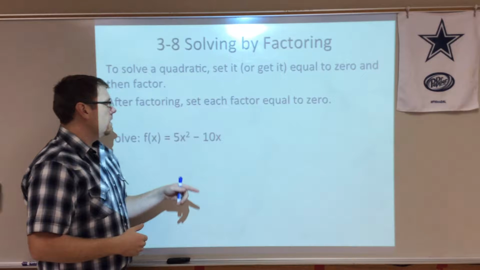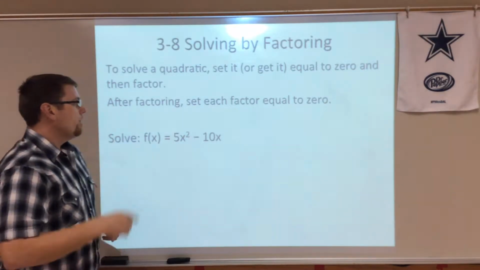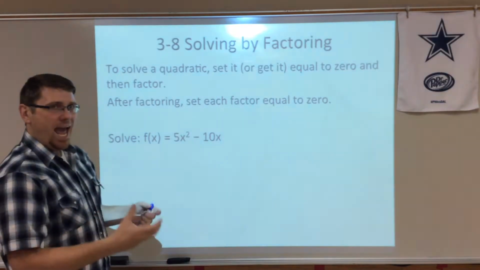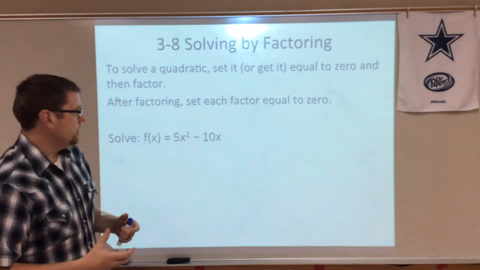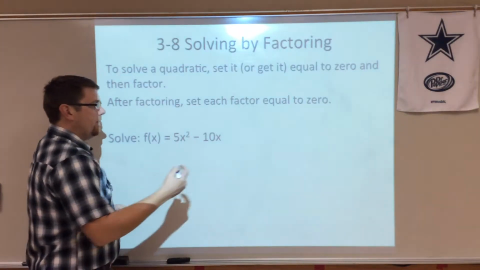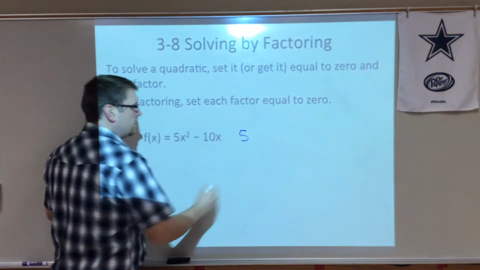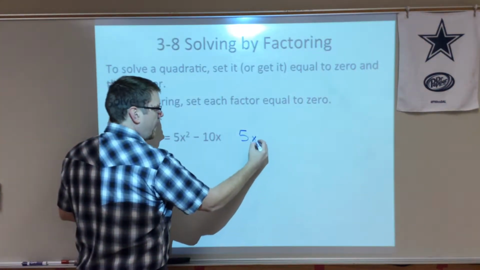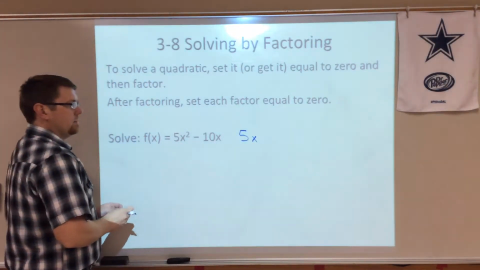We've got 5x squared minus 10x. First thing you ask yourself when you're factoring is, do I have a greatest common factor? And in this problem, I do. Both of these terms divide by 5, and both of them share an x. So my greatest common factor is 5x.